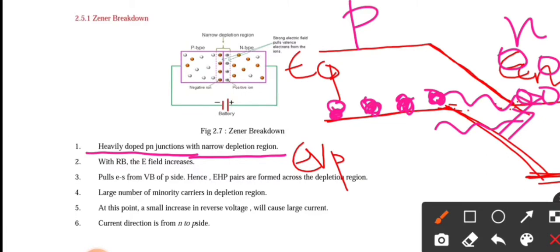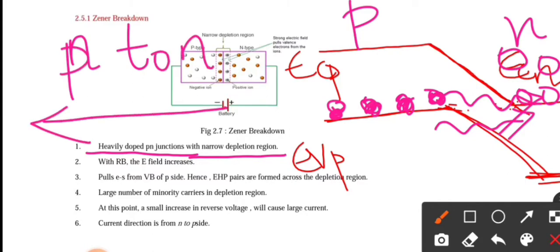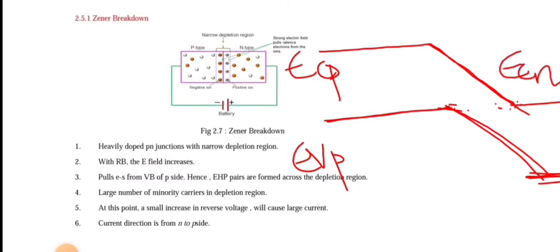Due to this process, electrons move from p to n, and the current will be moving from n to p, in the opposite direction. So the current direction is from n to p side. These are the points to be remembered.